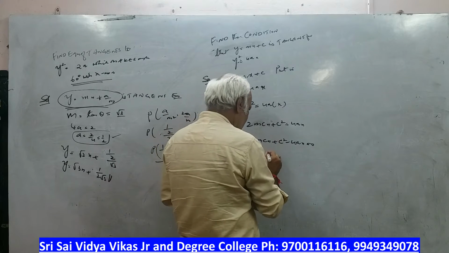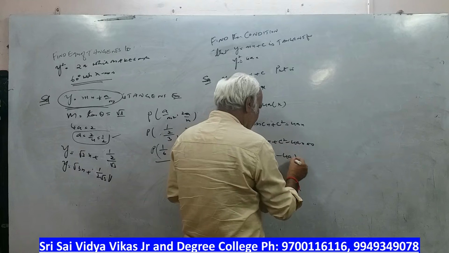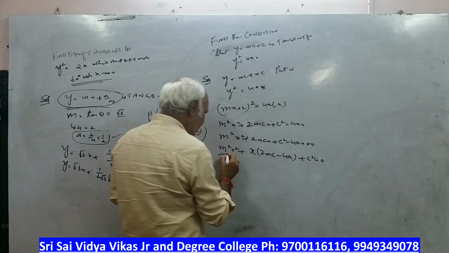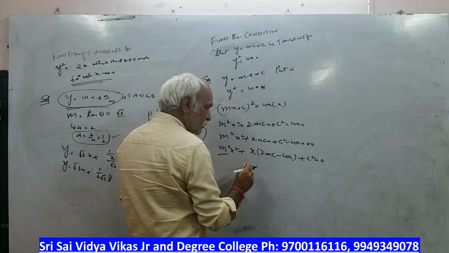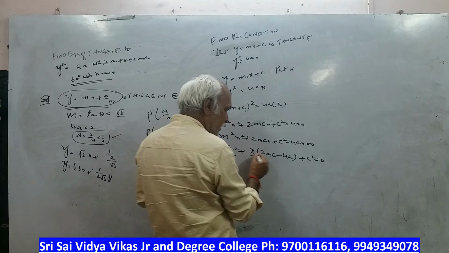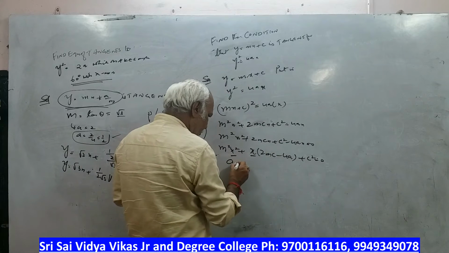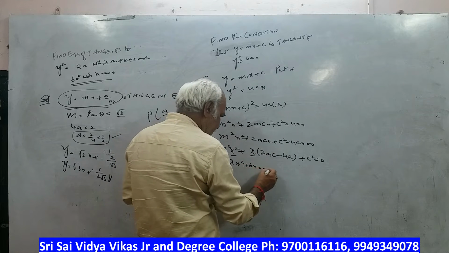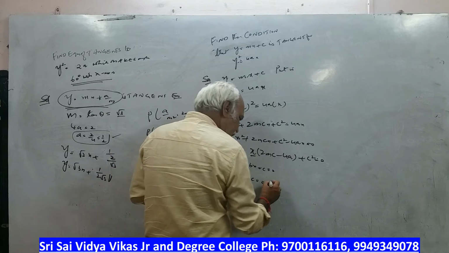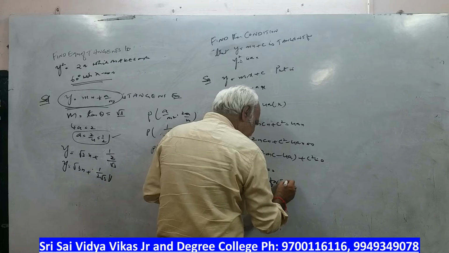ax squared plus bx plus c is equal to 0. Now it is the equation in m squared x squared, in the form of ax squared plus bx plus c. We know for tangent, b squared minus 4ac is equal to 0.